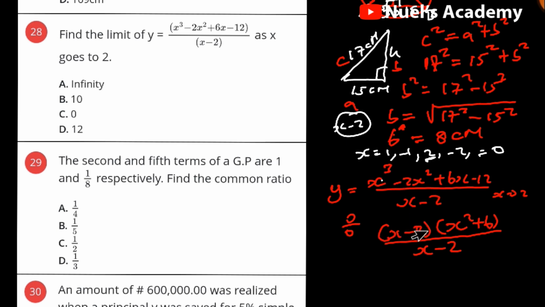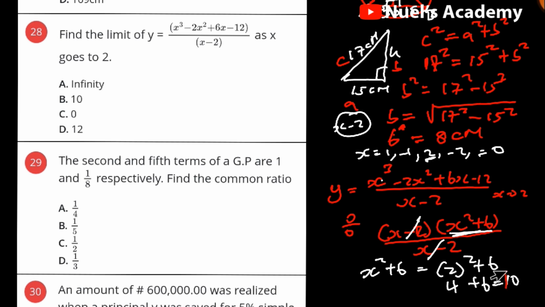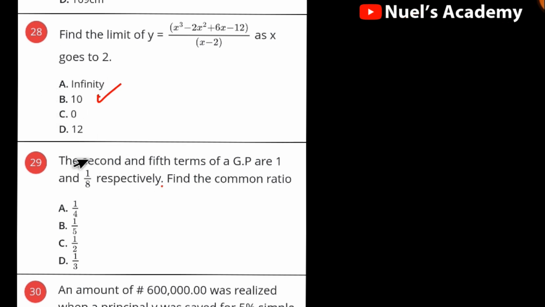So coming here now, you see that x minus 2 and x minus 2 cancel. We now have x squared plus 6 remaining. So we are going to plug in the value of x, which is 2, into this expression. x squared plus 6 is equal to 2 squared plus 6, which is 4 plus 6, which is equal to 10. So the answer to this question is 10, and it is option B. Question number 29.